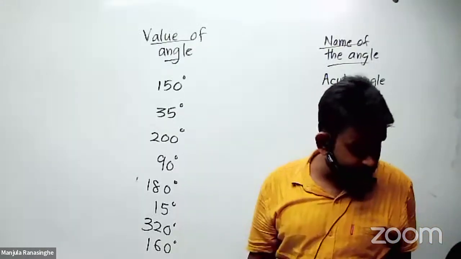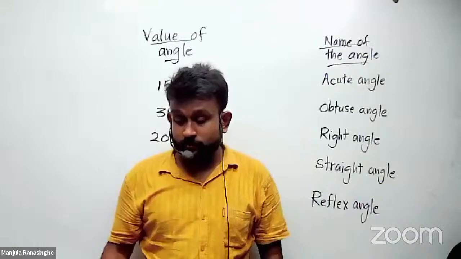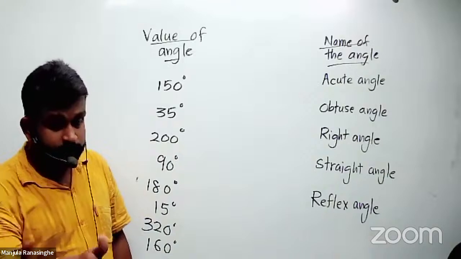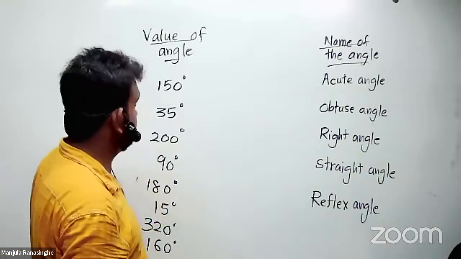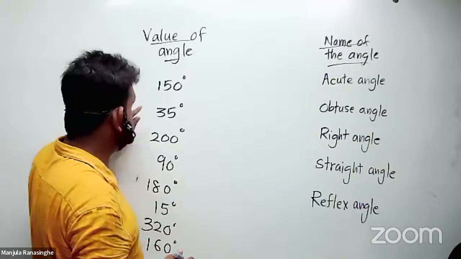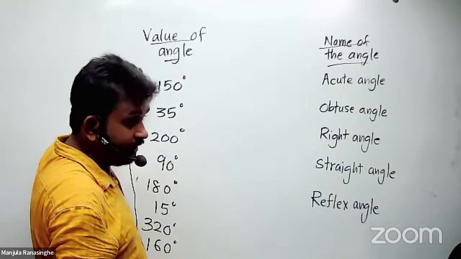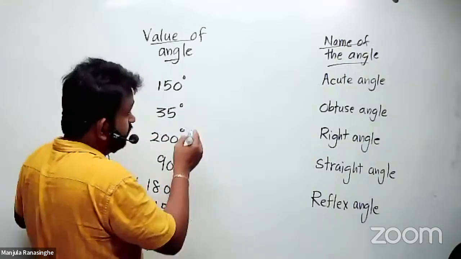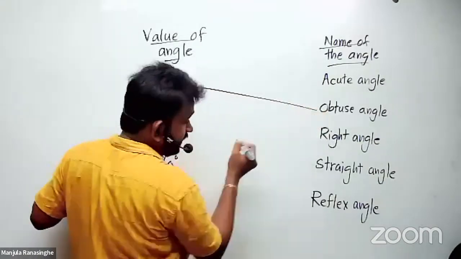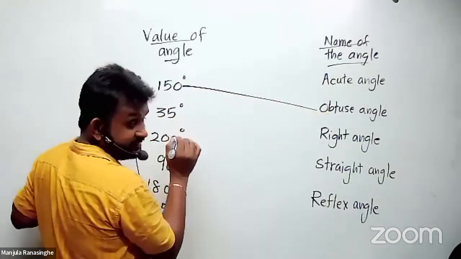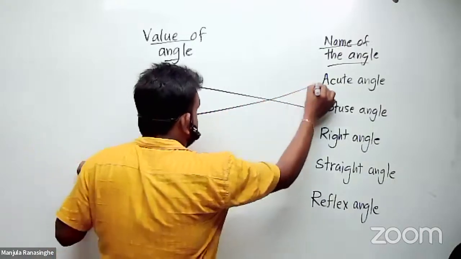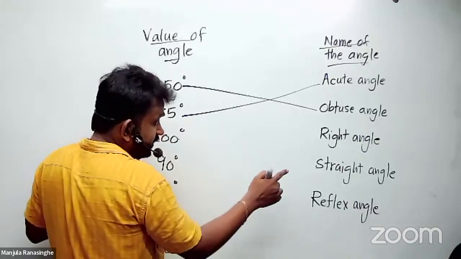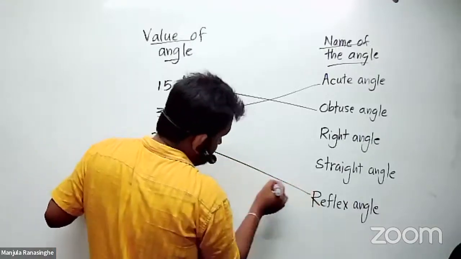Okay, now we will see the answer. Hands up those who completed. Everyone. So we will look into the answer. 150 is more than 90 degrees, so that is called obtuse angle. 35 is less than 90 degree, that is acute angle. Then 200 is more than 180, so that is called the reflex angle.